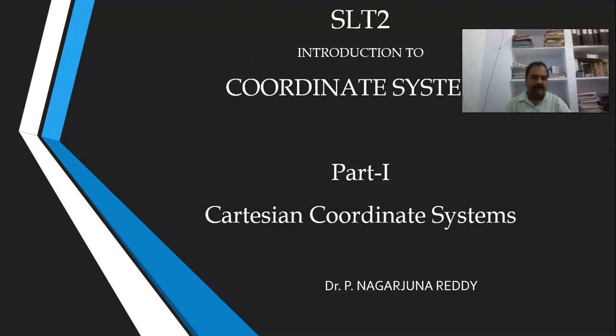Today we will discuss Cartesian coordinate systems. In the last class, we have seen that there are three different types of coordinate systems. One is Cartesian or rectangular coordinate systems. The other one is cylindrical coordinate system. And the last one is spherical coordinate system. In today's class, we'll see about Cartesian coordinate systems.